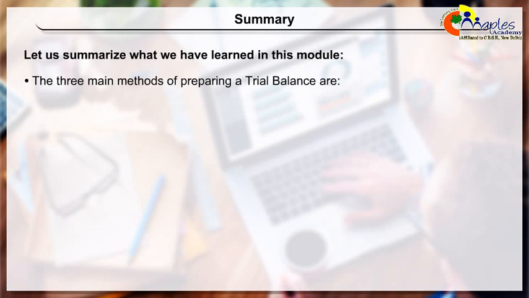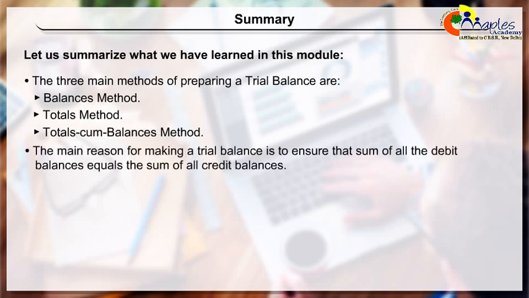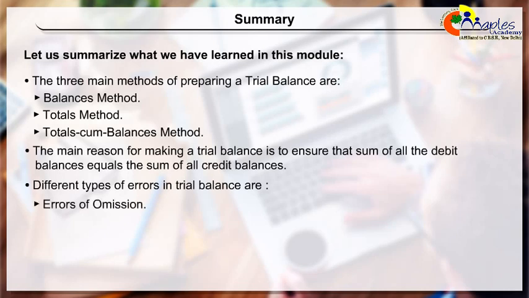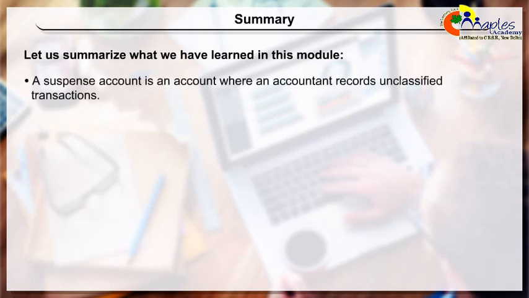The three main methods of preparing a trial balance are: balances method, totals method, totals cum balances method. The main reason for making a trial balance is to ensure that sum of all the debit balances equals the sum of all credit balances. Different types of errors in trial balance are: errors of omission, errors of commission, errors of principle, compensating errors. A suspense account is an account where an accountant records unclassified transactions.